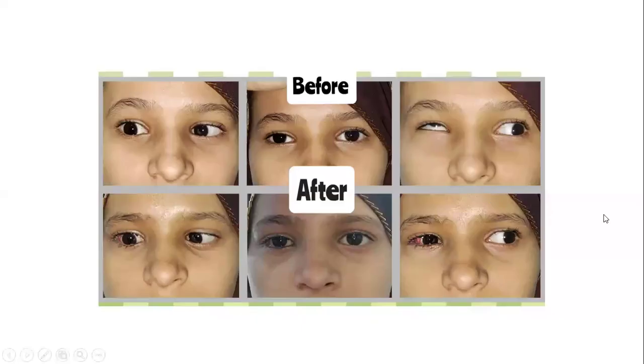Anyone can guess what operation we have done for this patient? She had exotropia with upshoot. So lateral rectus recession with Y-plasty, plus or minus Y-plasty. Yes, definitely. For the exo, we have done lateral rectus recession, and we did Y-splitting to correct the upshoot.